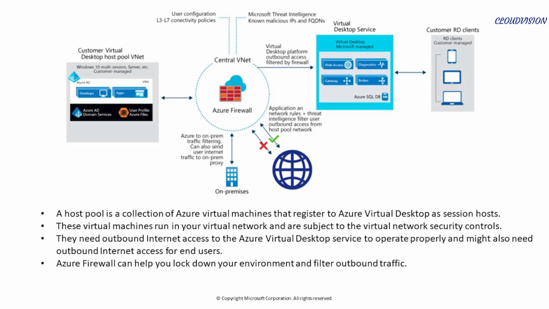It can be beneficial in terms of Microsoft threat intelligence. It can identify known malicious IPs, and FQDN filtering can be done. So you've got network rules, application rules, threat rules. And not only from that aspect, it also helps you to protect your connections, which are established between the on-prem and the cloud itself.